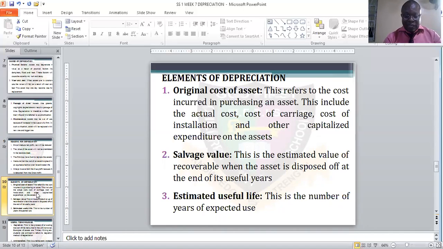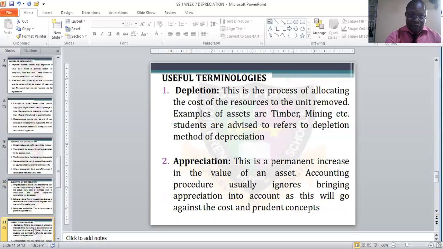Then estimated useful life. This is the number of years of expected use. There are some assets, when they buy them, they can tell you that you can use that asset for 5 good years. So then an accountant will calculate depreciation on that asset. That asset will last for a good 5 years or more than that. So it depends on how they value the asset.